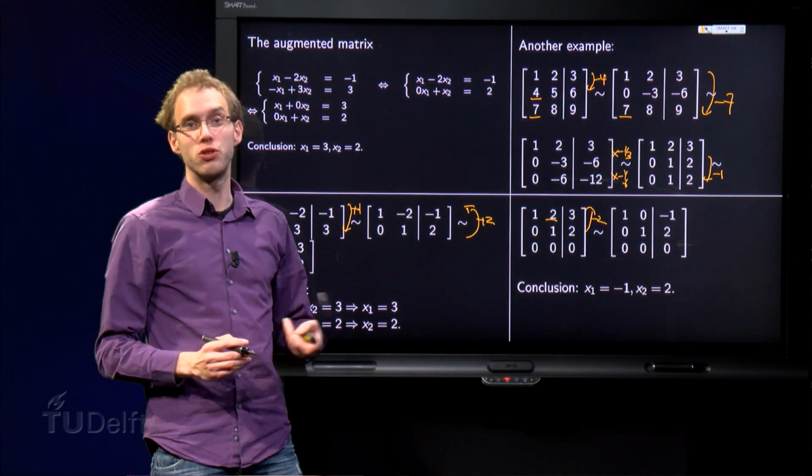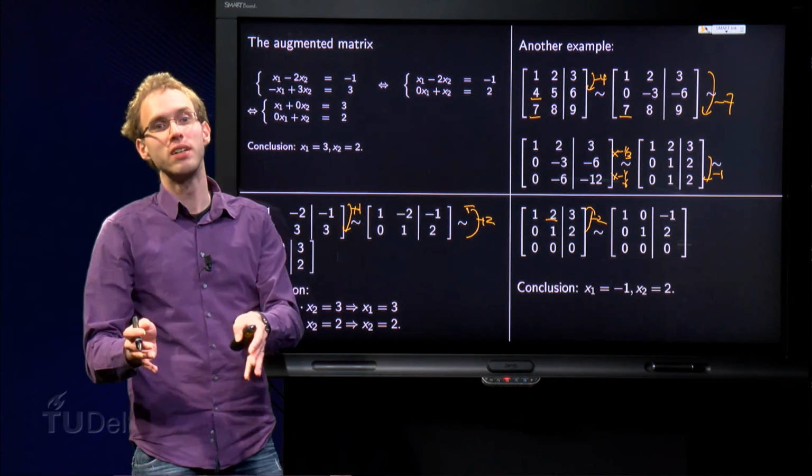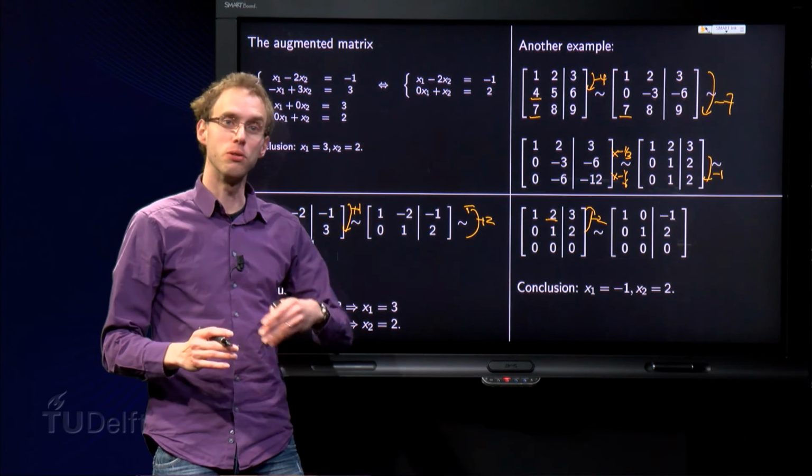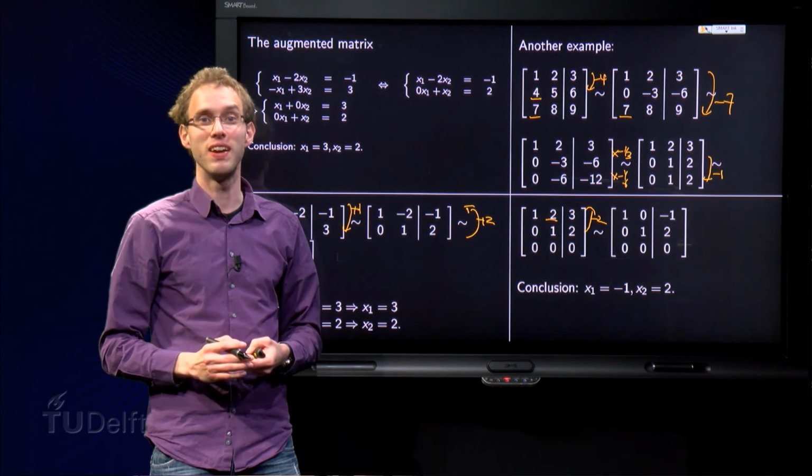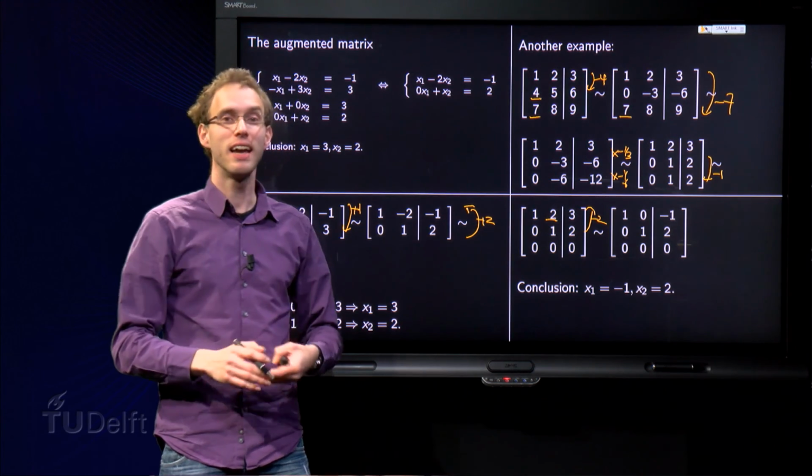So that's how we can solve linear systems. First, go to the augmented matrix, use the row operations on the augmented matrix, and when you're done, translate back, and there you have your solution.